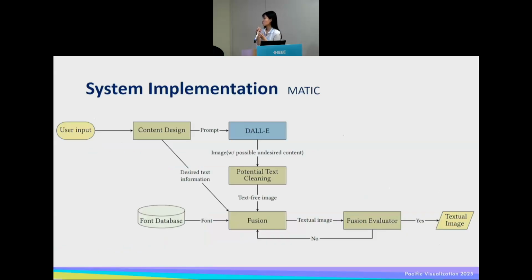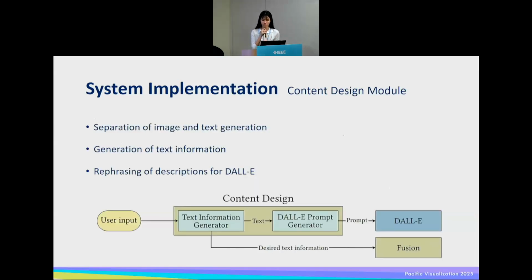So here we can see our system implementation. We have four major modules, as we can see in the green ones: content design, potential text cleaning, fusion, and fusion evaluator. So let's break it down and start from the first one. It's the content design module. In the content design module, our first goal is to separate the generation of image and text. So we can see there are two components, the text information generator and the DALL-E prompt generator.